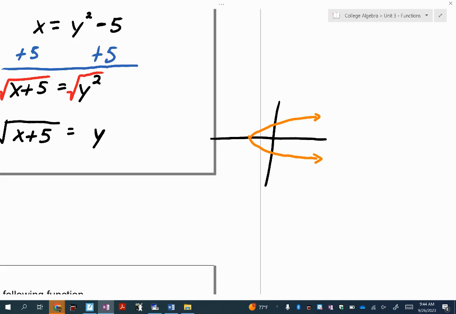Right? It's not. No, it's not. So it fails this. The vertical line? Yes. So this is not a function. It's not a function.